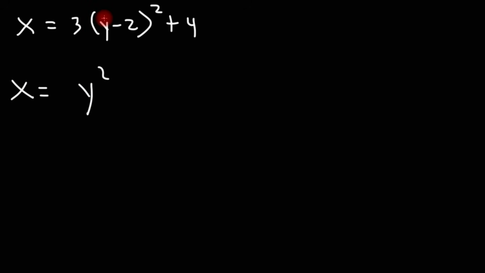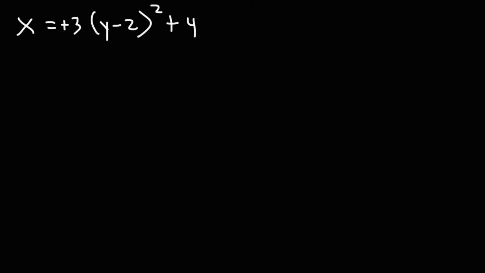Now let's try a slightly different problem. Let's say we have this one. X is equal to 3 times y minus 2 squared plus 4. Go ahead and try that. So we have another parabola in vertex form, but instead of it being of the y equal x squared family, it's of the x is equal to y squared family, which means it's either going to open to the right or to the left. Now because we have a positive 3 in front and not a negative 3 in front of y, it's going to open to the right.